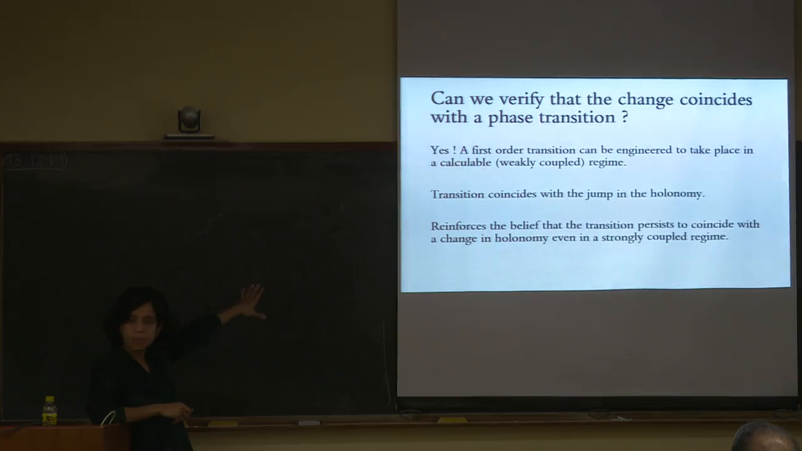I can tune my parameters like the charge mass, lambda phi to the 4, and so on, to drive my theory into a weakly coupled regime where I can show that there is a first order phase transition between Higgs and the confining phases. You can compute it all the way to the phase transition. Yeah, this is the first order transition that you can do, and it's an analog of the Coleman-Weinberg thing.